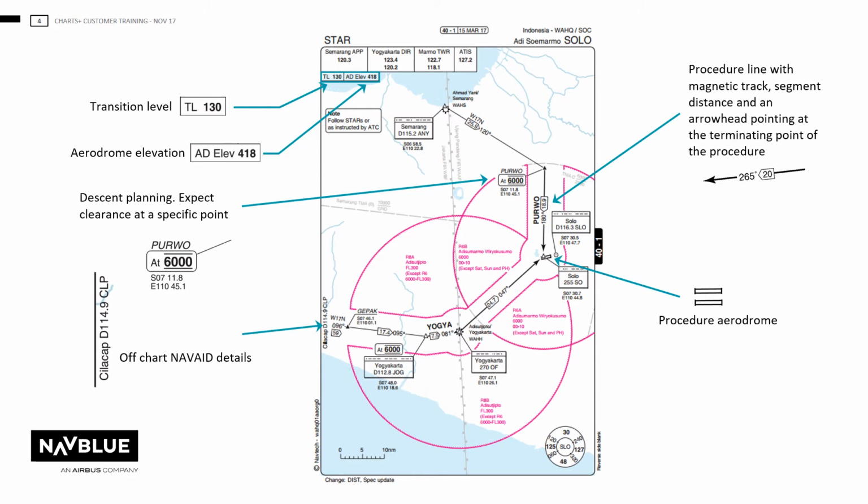Here we can see a nav aid off the chart. The details of the nav aid will be shown, showing the name, frequency and the three-letter ident. The D represents a co-located DME. Similar to SIDs, restricted, prohibited and danger areas are only to be shown if penetrating a route.